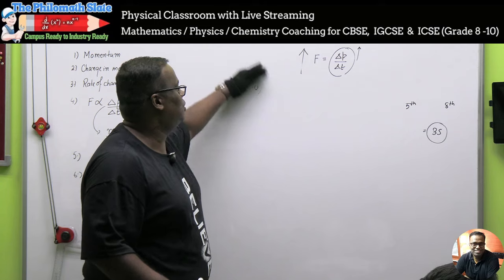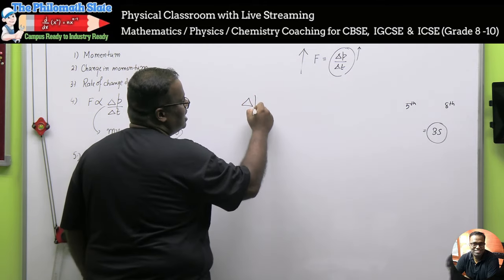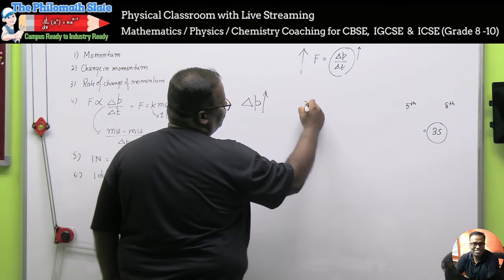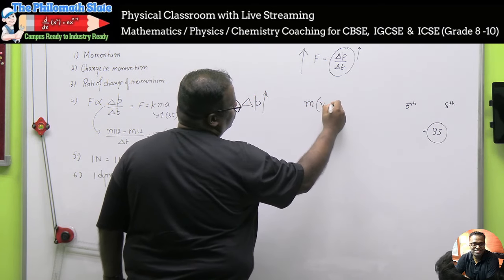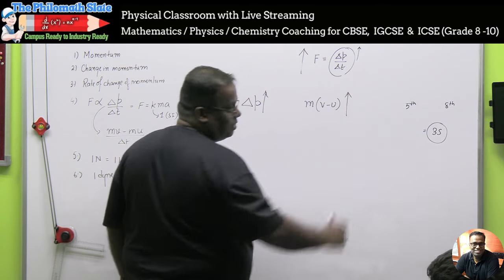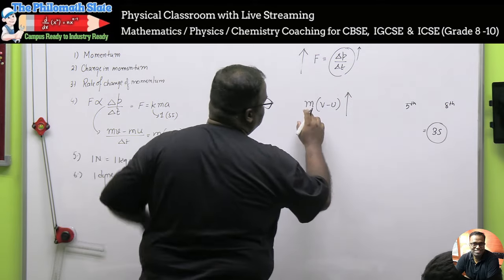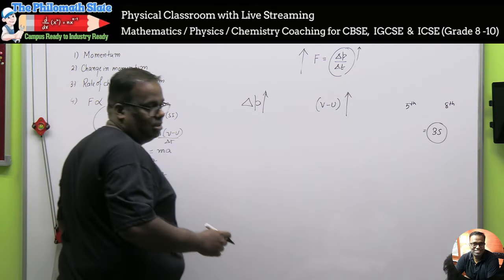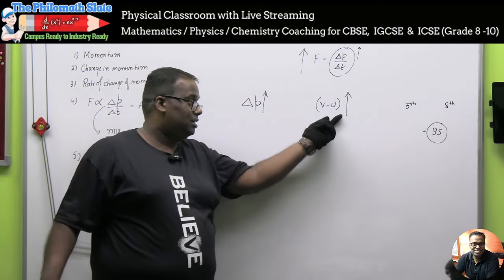Didn't understand? Okay. I want to increase delta P. So, what do I have to increase? M into V minus U. This whole quantity has to be increased. But mass is constant, so forget about that. You cannot make me double fat, can you? Delta V.